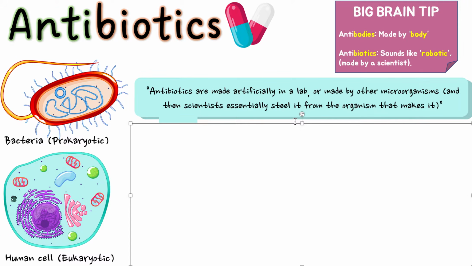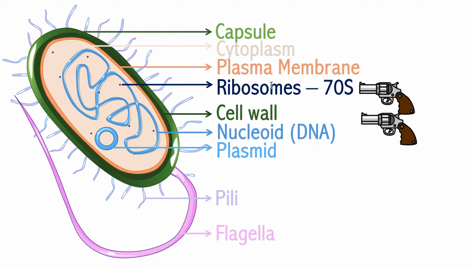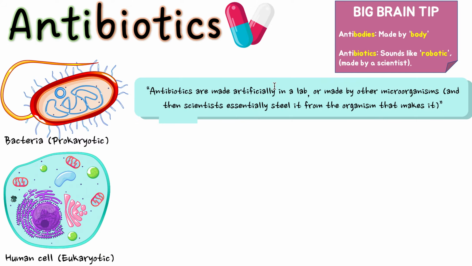Okay, so antibiotics are made artificially in a lab or made by microorganisms, and then scientists essentially steal it from the organisms that make it. Let me give you an example. So either scientists can specifically make this molecule that's going to target the ribosomes, like I just mentioned, and that way they'll kill the cell. But sometimes they don't even need to make them.